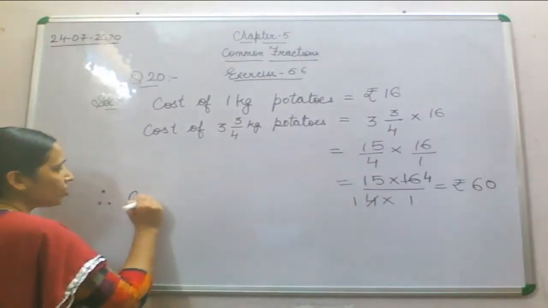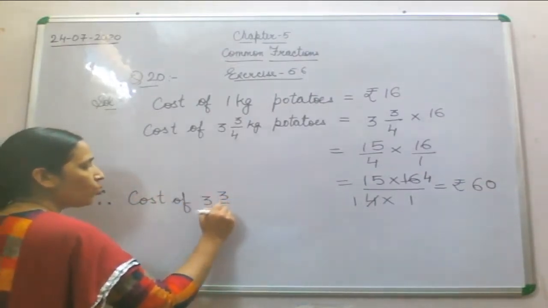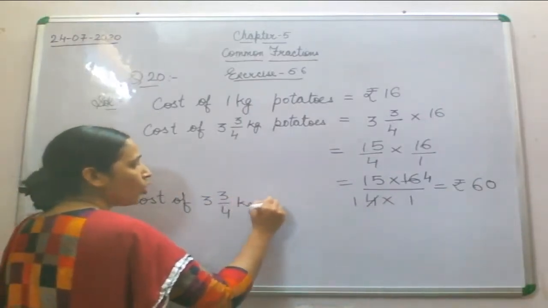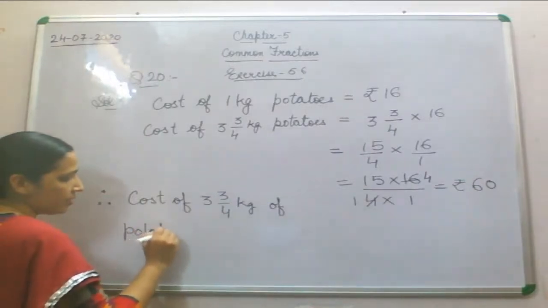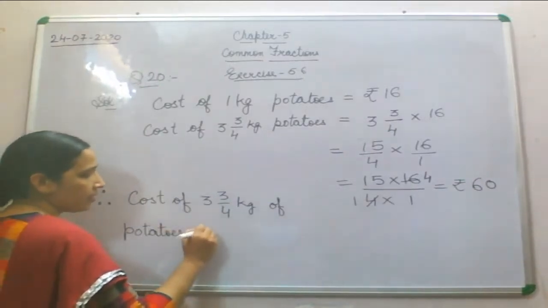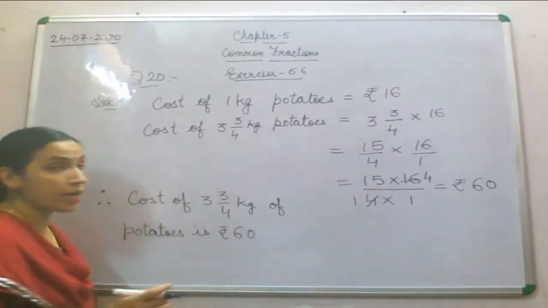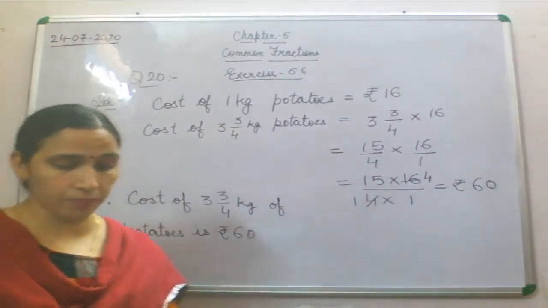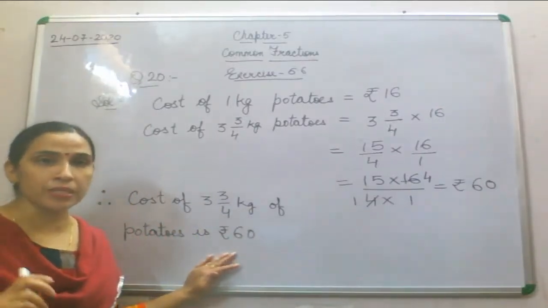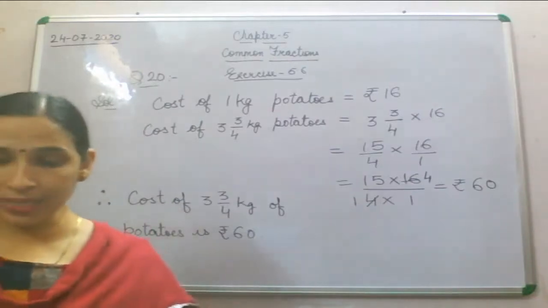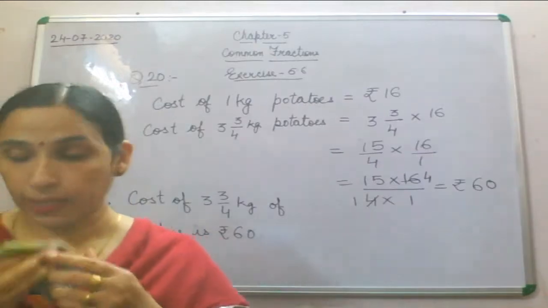Therefore, cost of 3 by 4 kg of potatoes is rupees 60. As I told you, in the cost you must remember rupee, because cost always comes in rupees. So I'll read out the question once again and then we'll understand the solution again, beta.